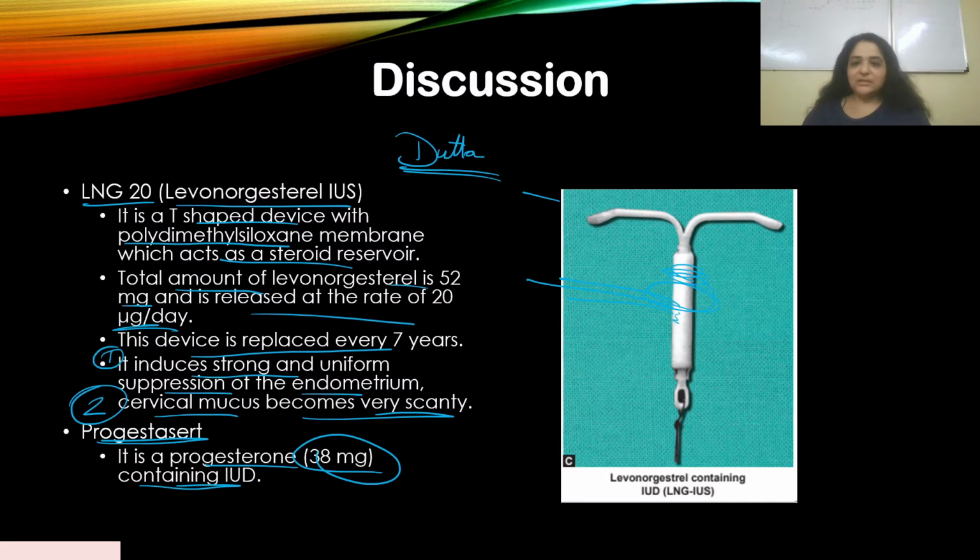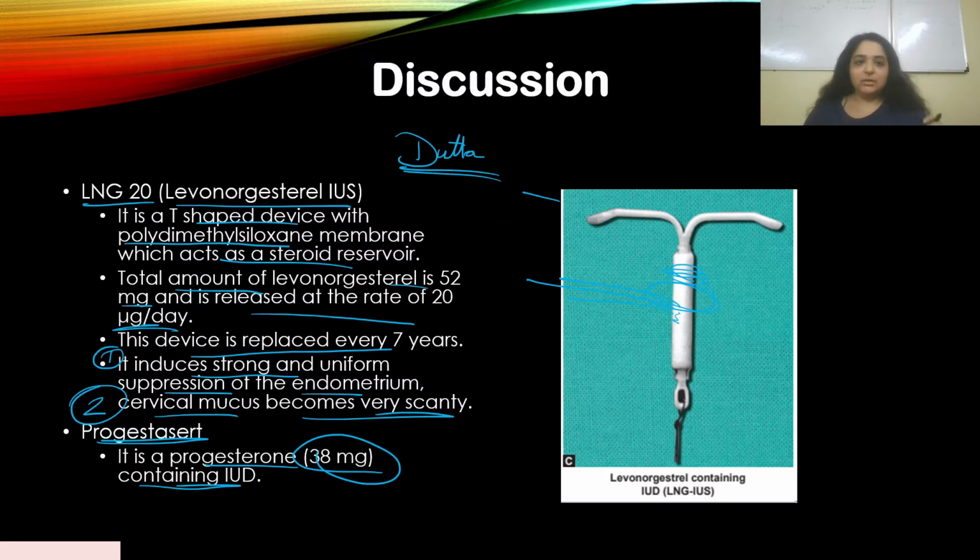Basically it just contains progesterone in it, and progesterone is secreted out. So this is a type of IUD, intrauterine device. You have copper T also, which is also an IUD. But what is the difference? Now, LNG 20 and Progestasert are hormone-releasing IUDs. They're not copper-releasing IUDs. We'll come to what copper-releasing IUDs are later on.